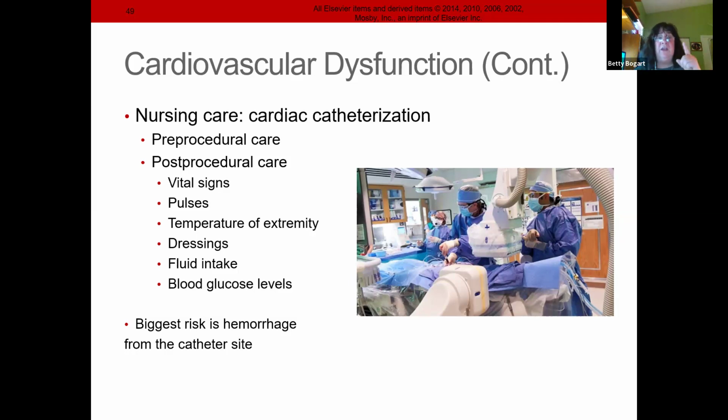But the first thing you want to check is the dressing. Now, where is this dressing? In the right groin is your right femoral artery and your right femoral vein. 2 catheters are put in. When they're done doing everything, they pull them out and they hold them until they stop bleeding. When they see it stops bleeding, they put on a pressure dressing.